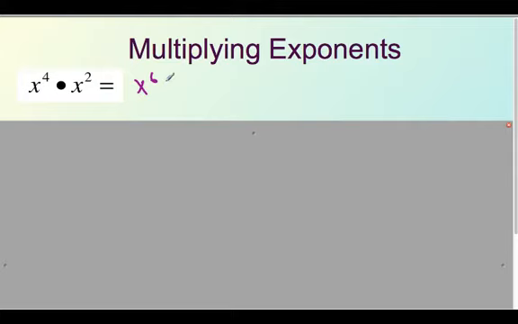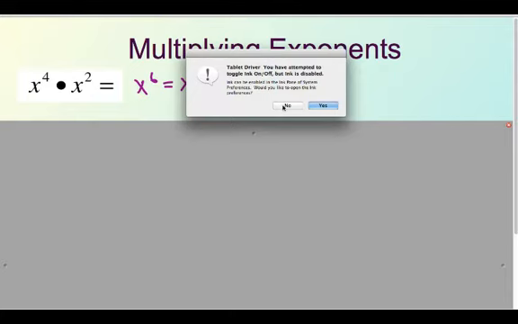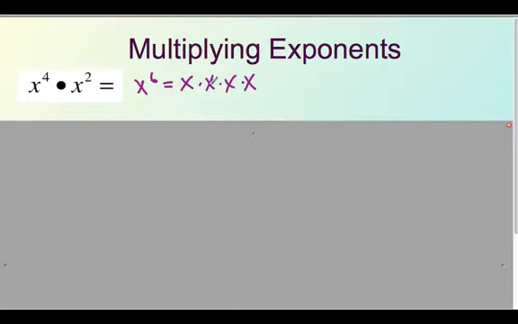The reason for that is, if we think about what x to the 4th is, it's x times x times x times x. That's the x to the 4th part. Times x times x. That's my x squared. Well, doesn't this look a lot like x times x times x times x times x times x? Hey, x to the 6th power.